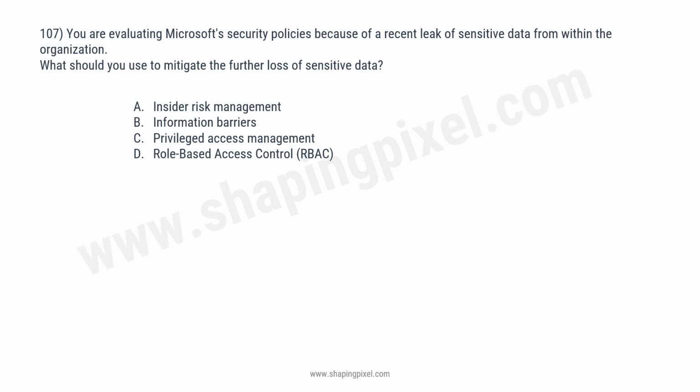So question number 107, you are evaluating Microsoft's security policies because of a recent leak of sensitive data from within the organization. What should you use to mitigate the further loss of sensitive data? Option A, insider risk management. Option B, information barriers. Option C, privileged access management. And option D, rule-based access control. So the right answer here is option A, insider risk management.